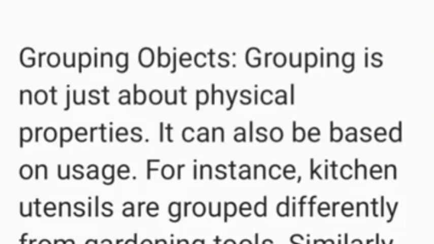Grouping objects. Grouping is not just about physical properties. It can also be based on usage. For instance, kitchen utensils are grouped differently from gardening tools. Similarly, materials can be grouped based on their origin, like natural, wood and cotton, or man-made, plastic and nylon.